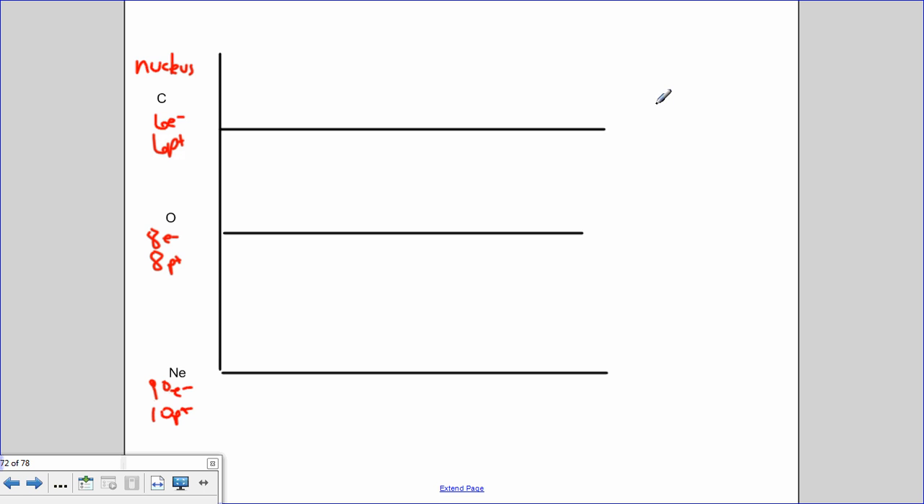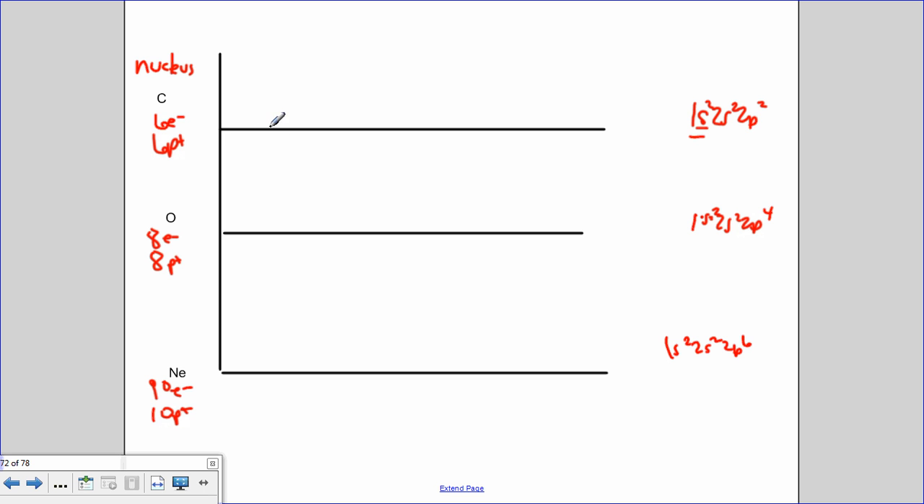Okay, and so like I said, I'd like to write the electron configuration first. So carbon: 1s2, 2s2, 2p2. Oxygen, 1s2, 2s2, 2p4. Neon, 1s2, 2s2, 2p6. Okay, so as we go through and represent these, the peaks will actually be in order of the electron configurations because the 1s block is the closest to the nucleus and the 2p block is the farthest from the nucleus.